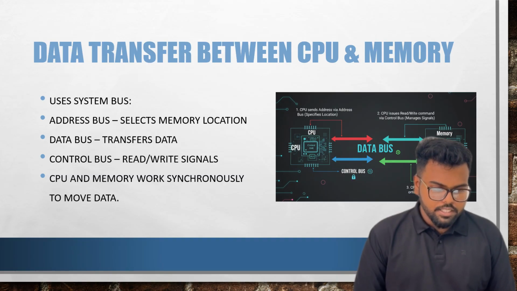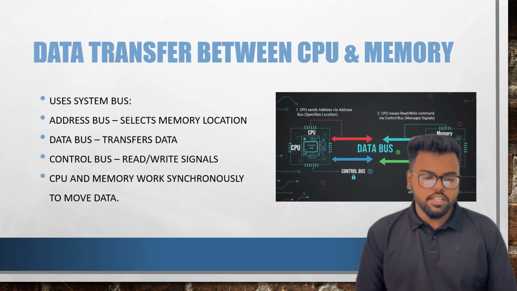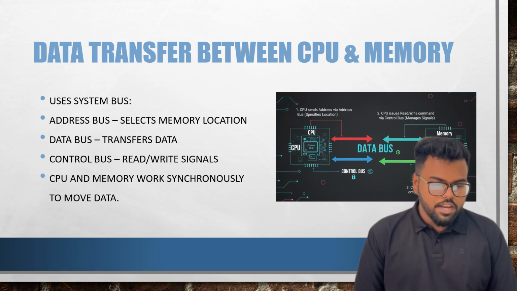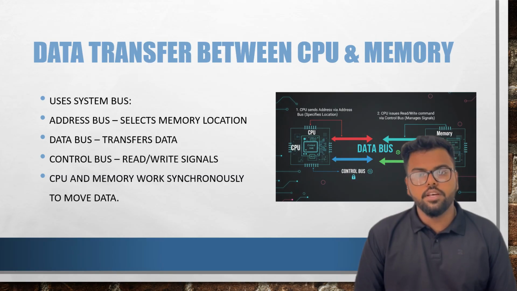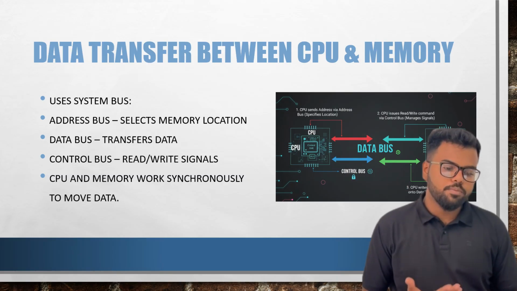So the third bus line is the control bus. The control bus handles read or write signals to coordinate the transfer. These 3 buses work together to ensure smooth, synchronized communication between memory and the processor. Okay, let's move to the next part.